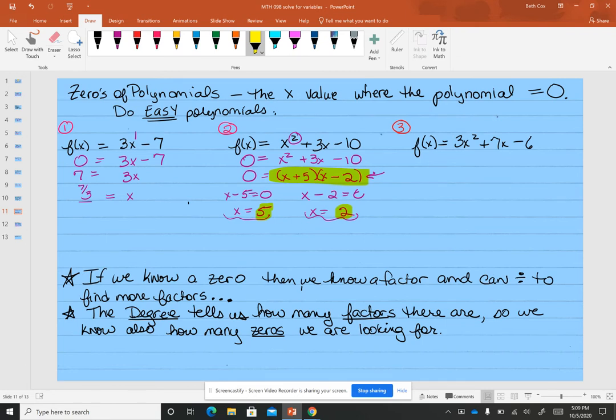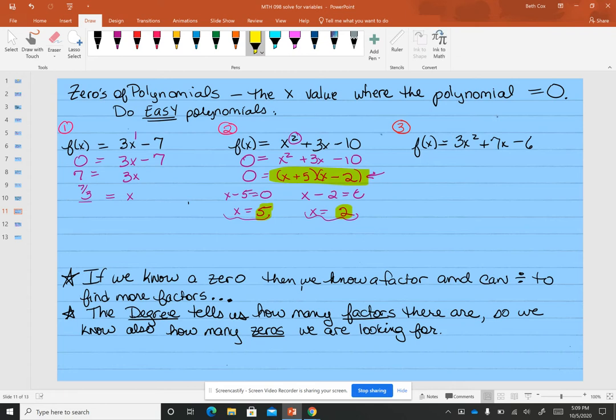And when we learned this the first time, we saw that connection. There's that subtraction, there's that change of signs. Okay, so 5 and 2 are the zeros. X minus 5 and x minus 2 are the factors. And so this is a second degree polynomial.